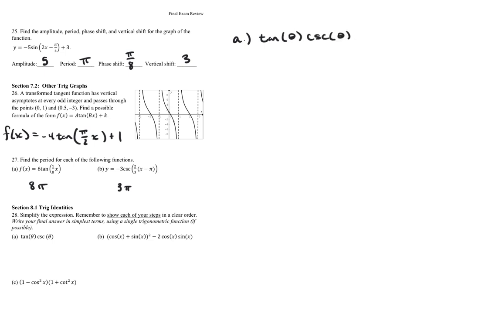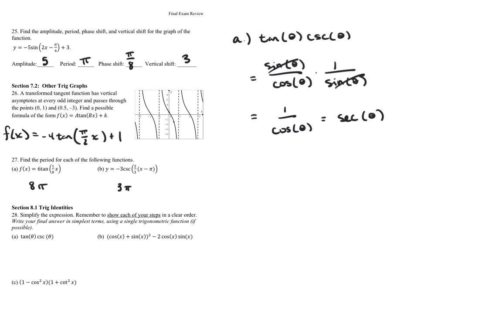I know that my tangent theta function can be represented as sine theta over cosine theta. And my cosecant theta function is the same thing as 1 over sine theta. Now, I can do a little bit of simplification and simply cross out the sine thetas and write this as 1 over cosine theta. And we know that to be the same thing as secant theta.